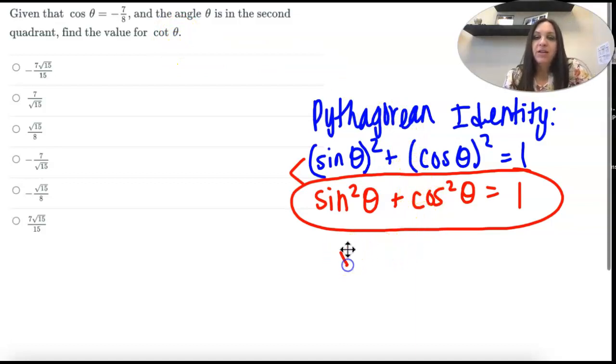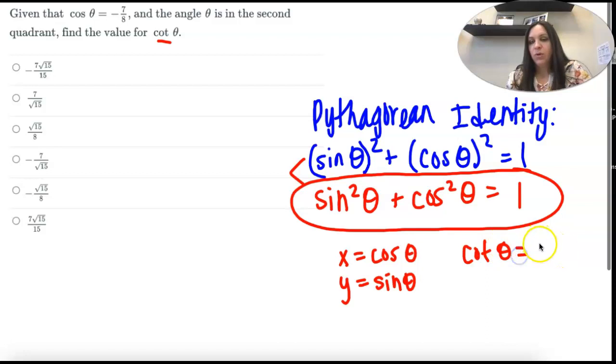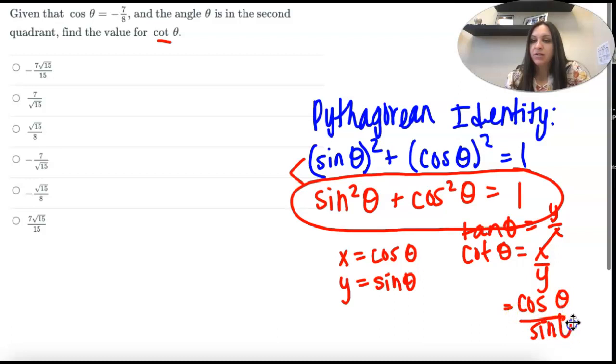So remember, our x value is our cosine value, our y value is our sine value, and this is asking for cotangent, which is, remember, tangent is y over x. So cotangent is x over y, or cosine over sine. So we already have the cosine value. We're going to find the sine value and then get the cotangent.